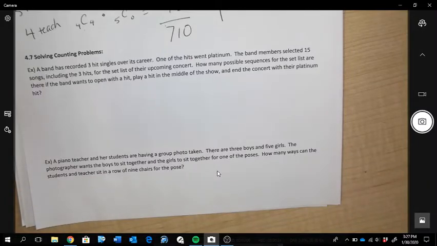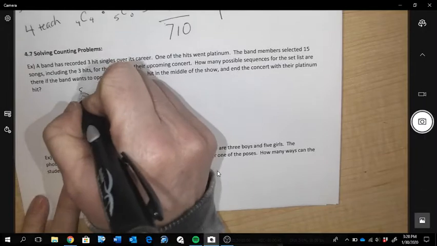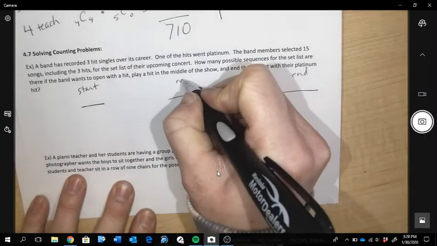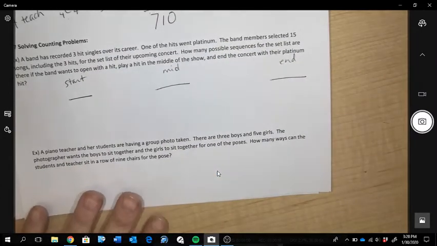A band has recorded 3 hit singles over their career. 1 went platinum. The band members select 15 songs to play for their upcoming concert, including their 3 hits. So they are wondering how many possible sequences they could put their set list together if they want to open with a hit, play a hit in the middle, and end the show with their platinum hit.